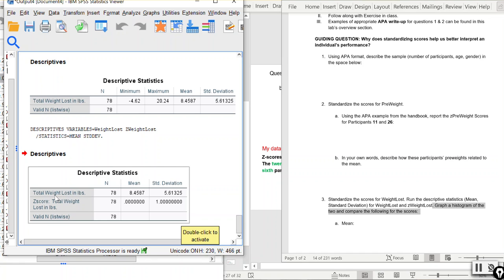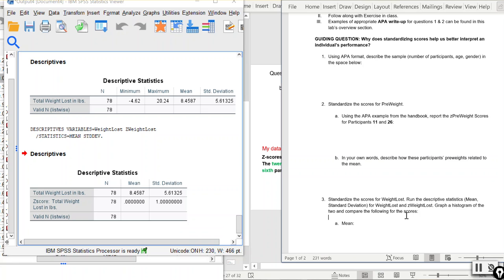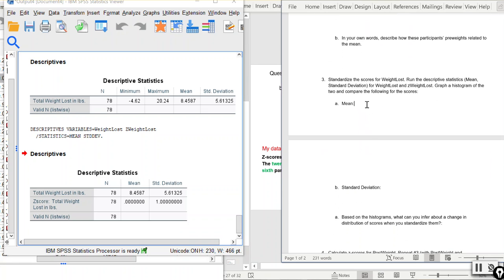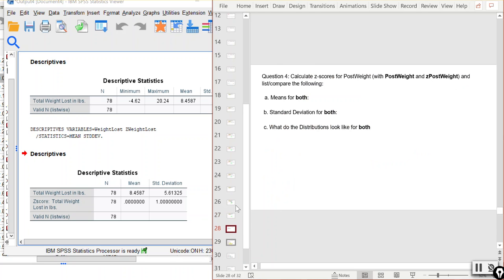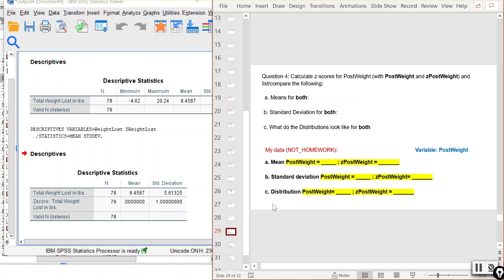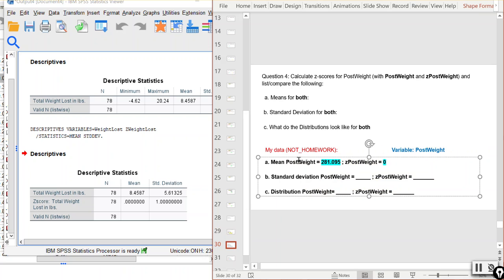For weight loss, the raw weight loss, unstandardized weight loss, we see a mean of 8.4587, which is going to round up to 8.46, and then a standard deviation of 5.61. So we're going to write this in as this answer. And actually, I can't type it on here because the editing feature is off. So I'm going to go into here and then write down this information just so that you can see it more vividly and you can see it in highlight as well. So we're just going to type in this information. And this is going to be weight loss.